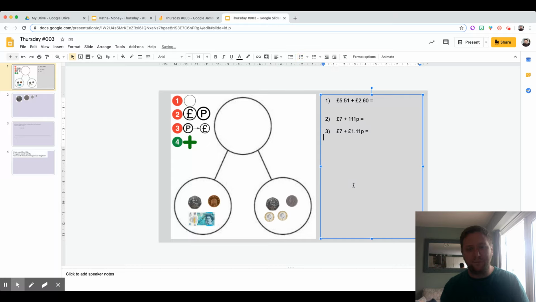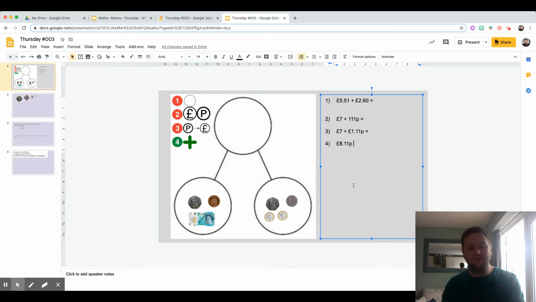Okay, and then the fourth step and the final step is now we're going to add them together. So again, I'm going to add the pounds first. So £7 plus £1 gives me £8. Add the 11p, I've got £8 and 11p. That's the answer.